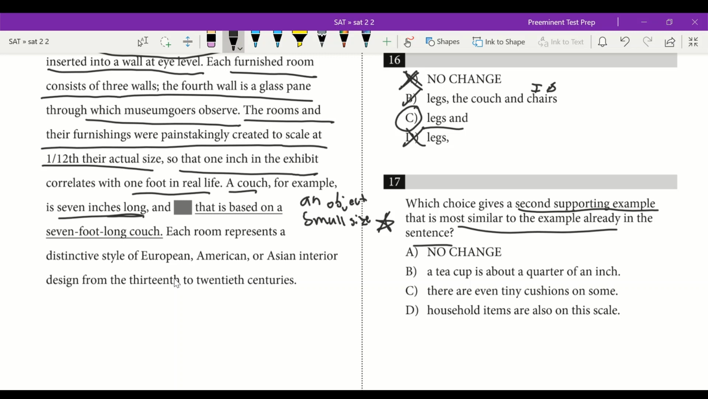So we have, and that is based on a 7-foot long couch. That doesn't give us our second supporting example. We have a teacup is about 1/4 of an inch. That does. We'll read our other answer choices and make sure there are even tiny cushions on some. That's not giving us our small size, right? Because we're given our 7 inches long. We want that size to follow that object. That doesn't hold the pattern in C. And we see that D also doesn't hold that pattern, with household items are also on the scale. So B holds the pattern. It's similar. Our answer is going to be B.